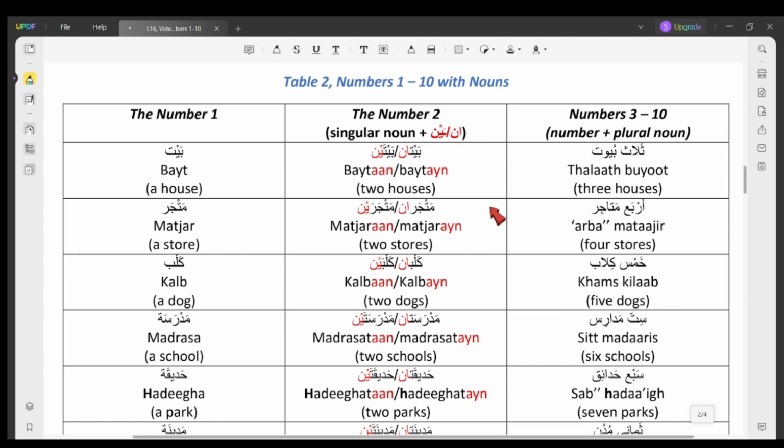Also, as we said before, the number 2 is not really used with words. Instead, we just add the extension an or ain to the end of our word. For example, if we want to say 2 houses, instead of saying ithnan bayt, we need to say bayt plus an or ain, baytan or baytain, meaning 2 houses. Okay, great. That's all the grammar we're gonna need for this lesson. Now let's move on to the sample sentences.